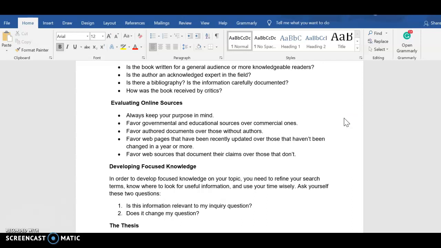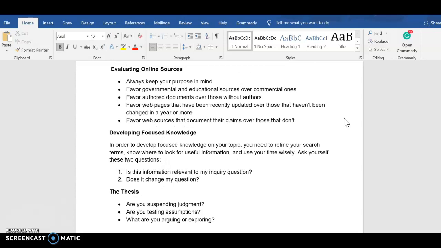Ask yourself these 2 questions. Is this information relevant to my inquiry question? Meaning, what am I looking for? What kind of research am I doing to begin with? And does it change my question? So usually when we're doing research, we'll talk about this in a little bit, you want to have questions. And so questions that you're asking help you build and find your research. And that's what that's referring to.